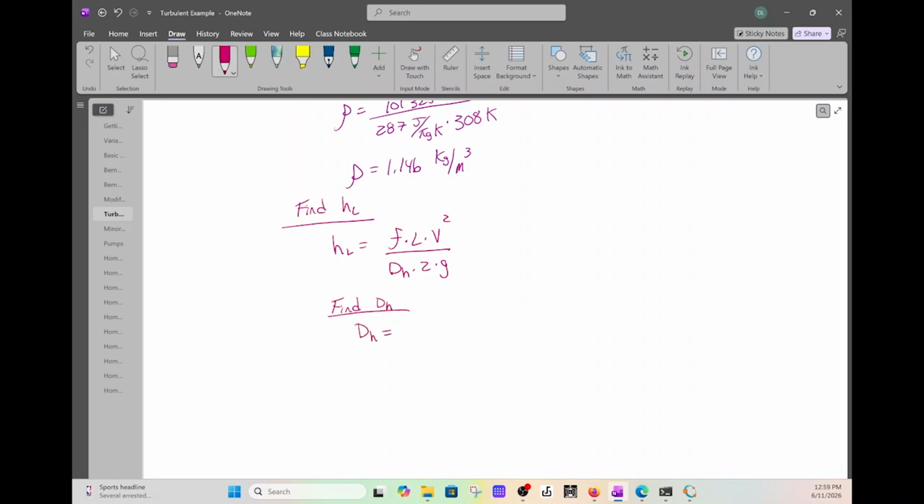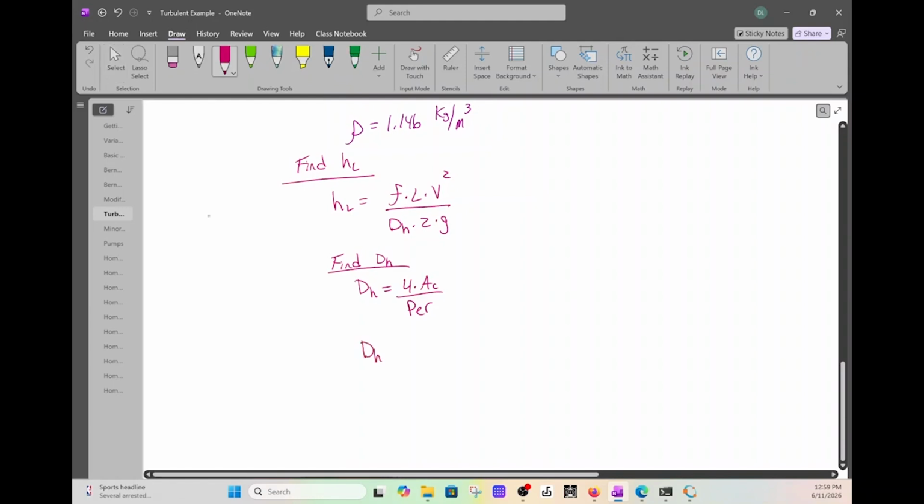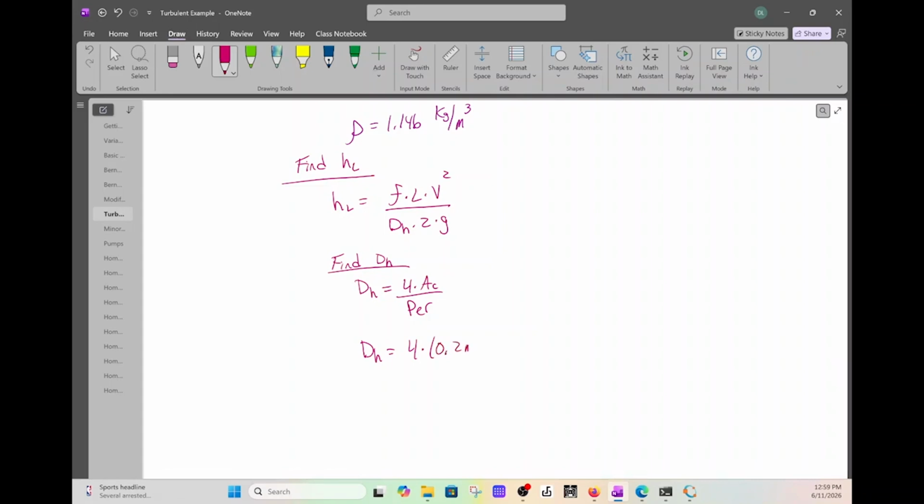And dH is your hydraulic diameter, which is 4 times the cross-sectional area over the perimeter. So dH equals 4 times 0.2 meters times 0.15 meters, cross-sectional area, over the perimeter, so 2 times 0.2 meters, because there's 2 of those, plus 2 times 0.15 meters, because there's 2 of those. We're finding the perimeter. dH equals 0.17 meters.